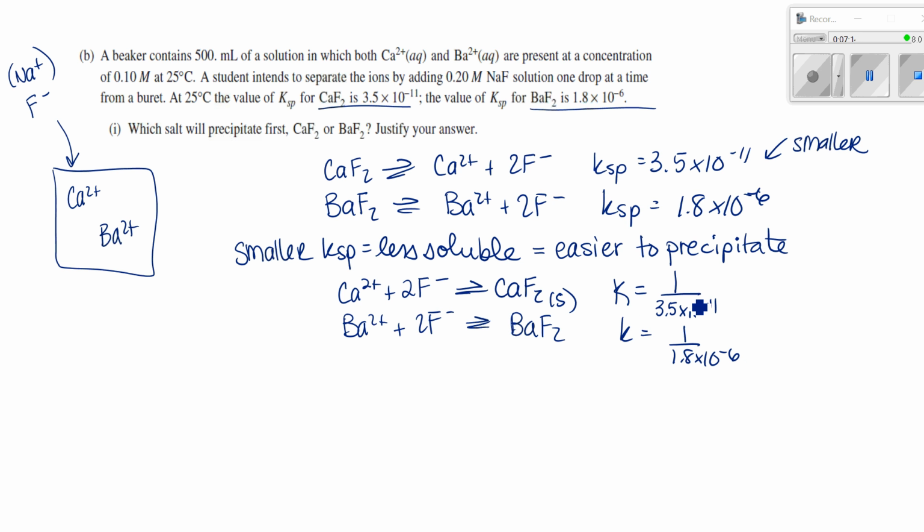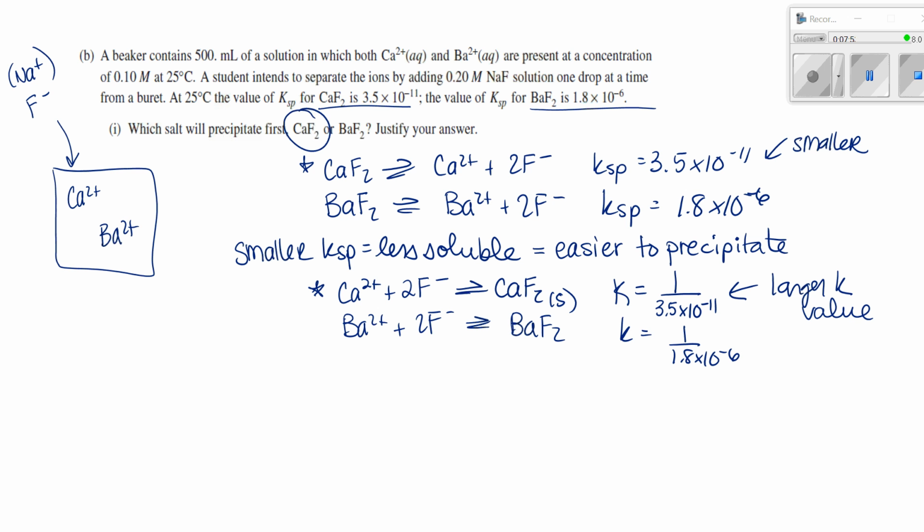Notice that when you divide 1 by a smaller number, you end up with a larger K value, right? So the one with the smaller Ksp value, which is your calcium fluoride, is going to have a larger K value when we look at the reverse reaction, the precipitation. So it looks like your calcium and fluoride are better at precipitating. This is a more favorable reaction than your barium fluoride precipitation. So your calcium fluoride is what is going to precipitate out first because it's less soluble, it's easier to precipitate.